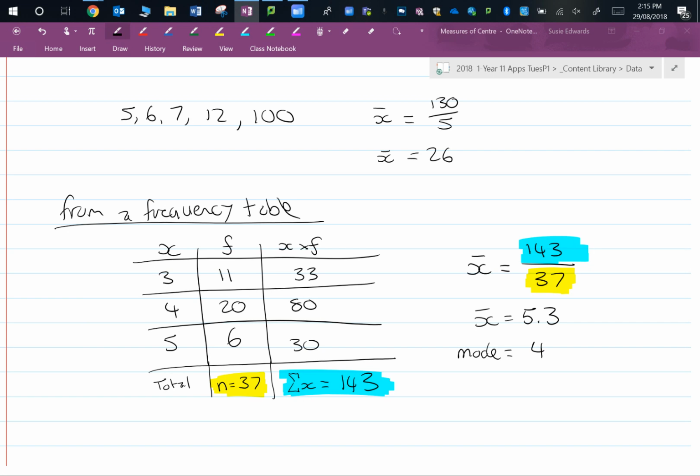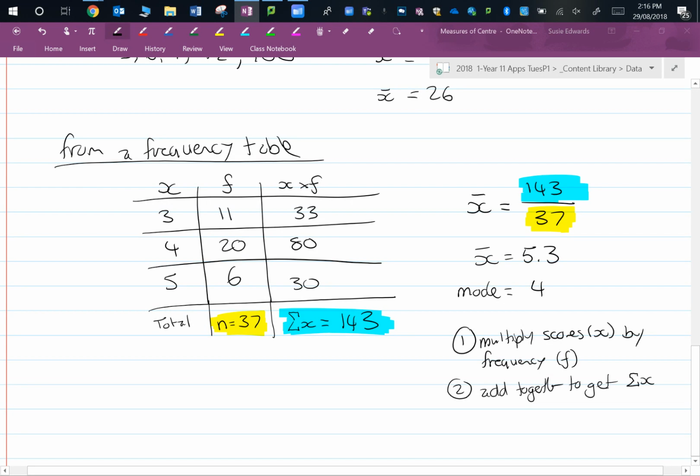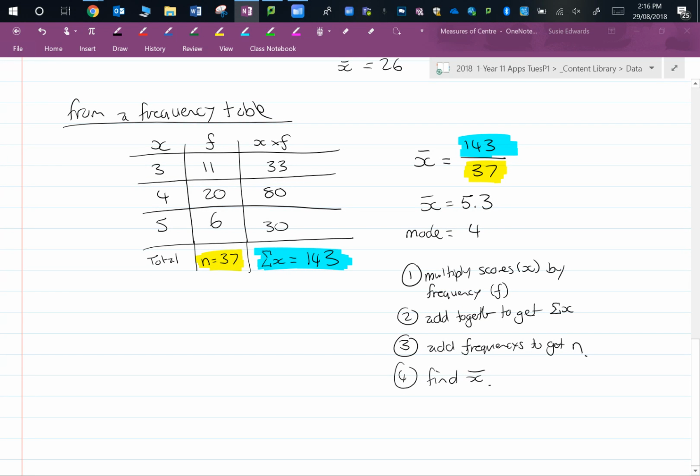Everyone good with that? All right, so our steps for this were: 1, multiply scores by the frequency. Add them together to get the summation. Sum the frequency, or add the frequency, to get n, and then find your answer. That finds you the mean. Now, you need to know that to be able to do the next one.